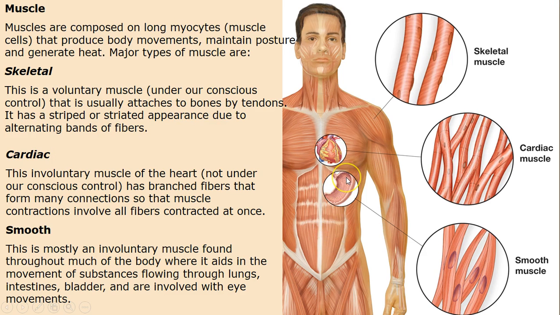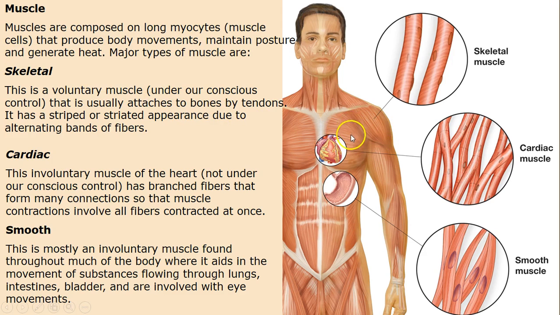Muscle is composed of these long myocytes. See that prefix myo? Think of muscles. It helps us to maintain posture and generate heat. We have skeletal muscles, which are under voluntary control, so we can flex these. And these are what we often think of as muscles.